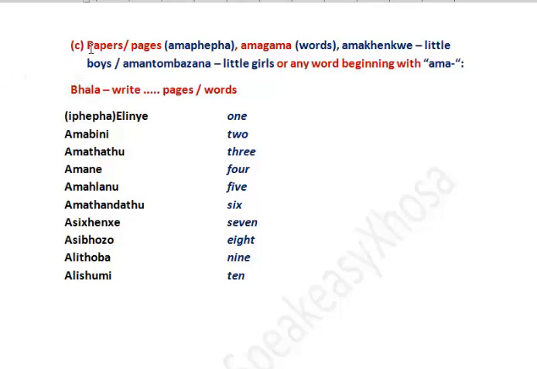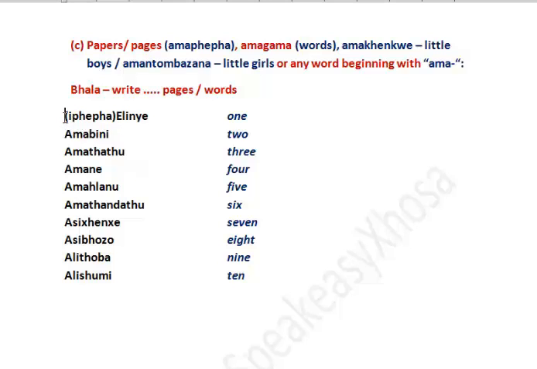Thirdly, we look at what happens to words that begin with ama, the prefix ama. Amaphepha, papers or pages. Amagama, words. Amakhwenkwe, little boys. Amantombazana, little girls. Any word beginning with ama. And you would, for example, then want to say bala, write, or funda, read. So many pages, write so many words, whatever the word may be that you are referring to.